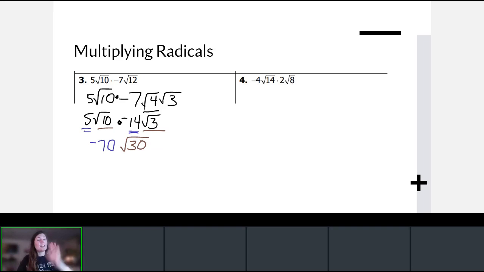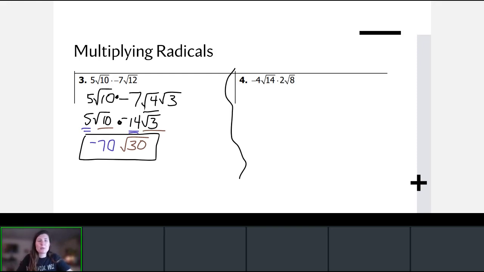Now, I know we already simplified, but sometimes at the very end, we might have to simplify again because these numbers just keep getting multiplied. They get bigger and bigger. So the square root of 30, can that be simplified? No, there is not a perfect square factor of 30. It's not divisible by 4, 9, 16, or 25, all the possibilities less than it. So -70 square root 30 is our answer.